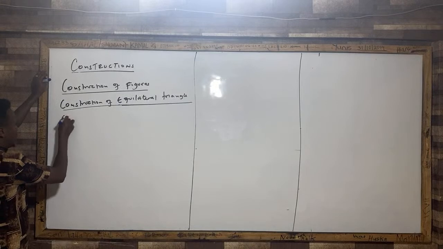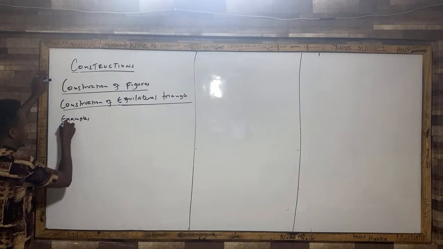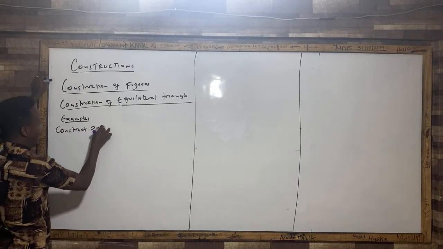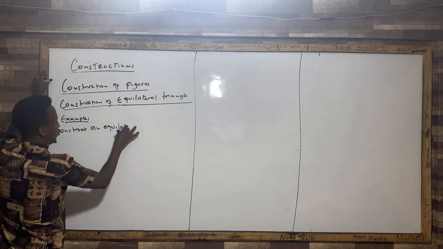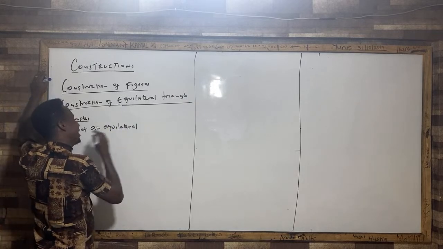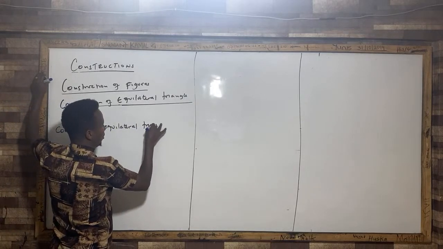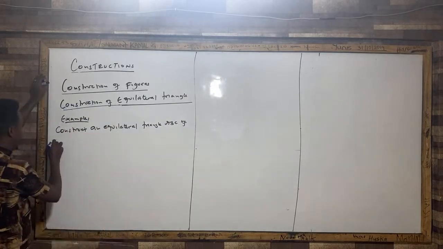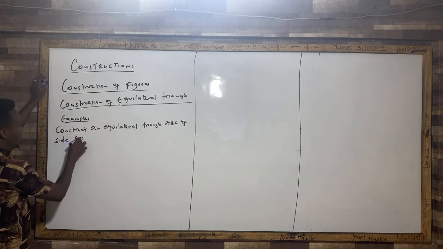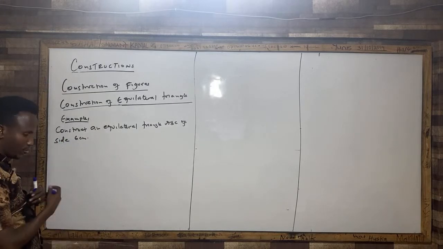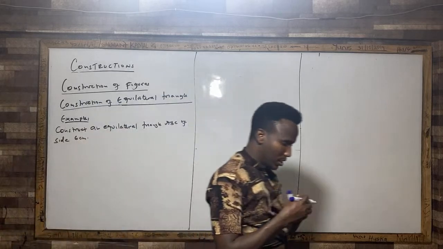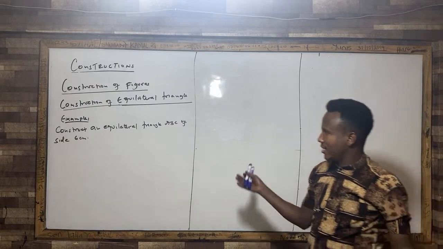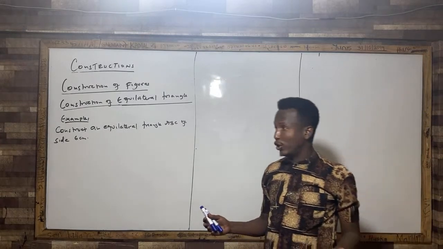Okay, so let's say example one. We are told construct an equilateral triangle ABC of side 6 centimeter. Okay, very essential. Yeah, understand? Very important for your information.